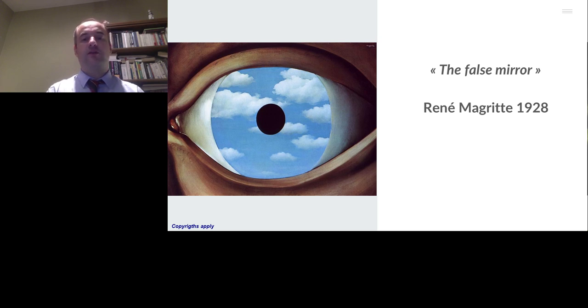Painting from René Magritte, famous Belgian painter, master of illusion. So we should take care of the illusion and confounding factors.